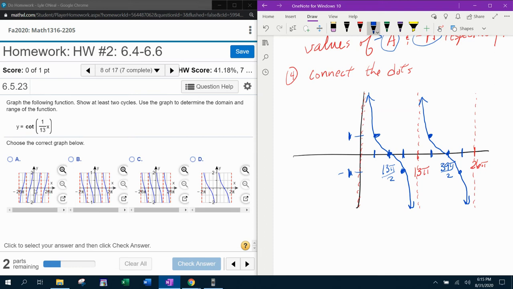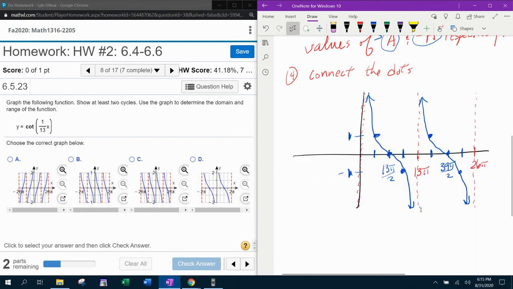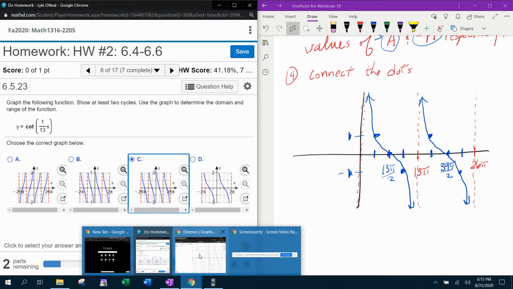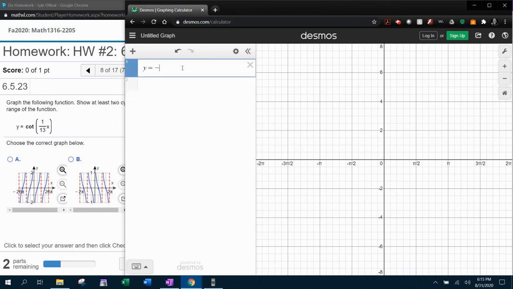Well, wait a second. Notice that A squiggles up. These squiggles are going up. My squiggles are going down from left to right. So that means it's going to have to be answer choice C. C is going to have to be correct. And just to see if that's right, pun intended, we're going to use Desmos, okay?